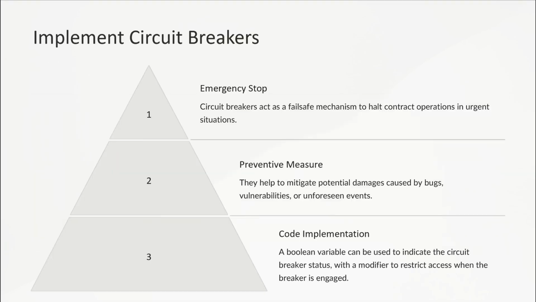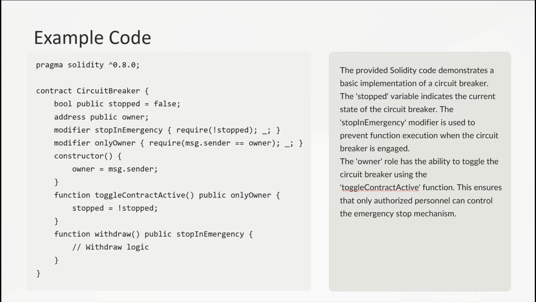Implementing circuit breakers. Circuit breakers act as fail-safe mechanisms to halt contract operations in urgent situations. They help mitigate potential damages caused by bugs, vulnerabilities, or unforeseen events. A Boolean variable can indicate the circuit breaker status, with a modifier to restrict access when the breaker is engaged. The provided Solidity code demonstrates a basic implementation of a circuit breaker.